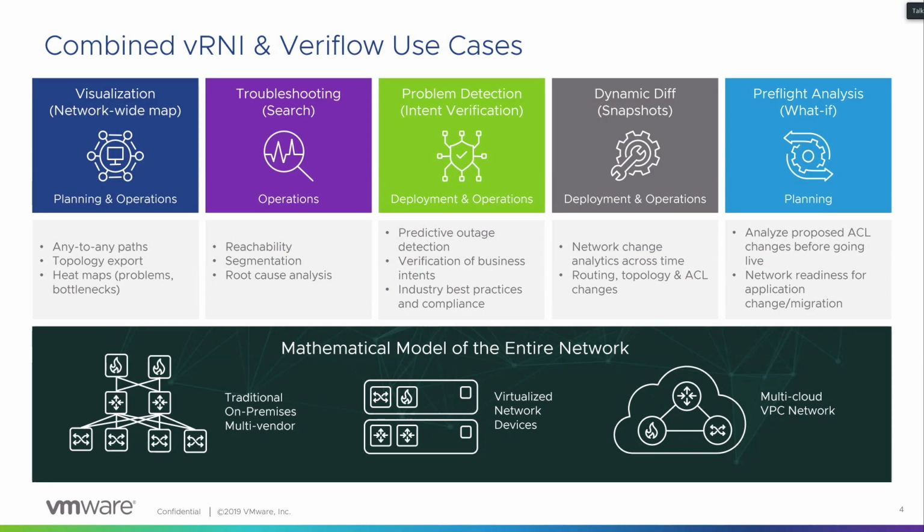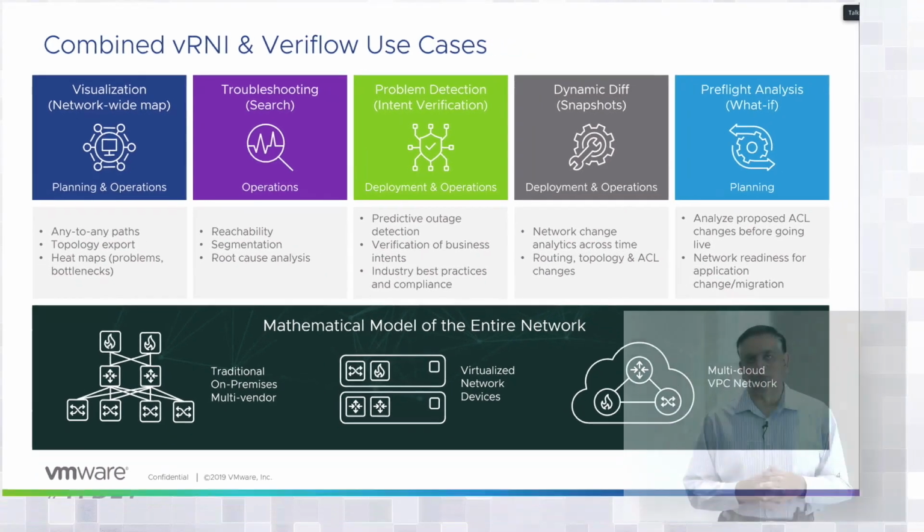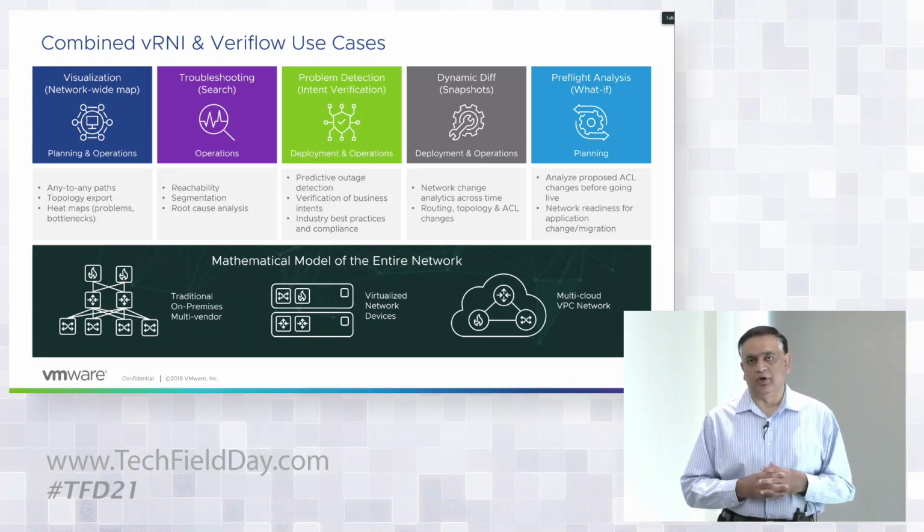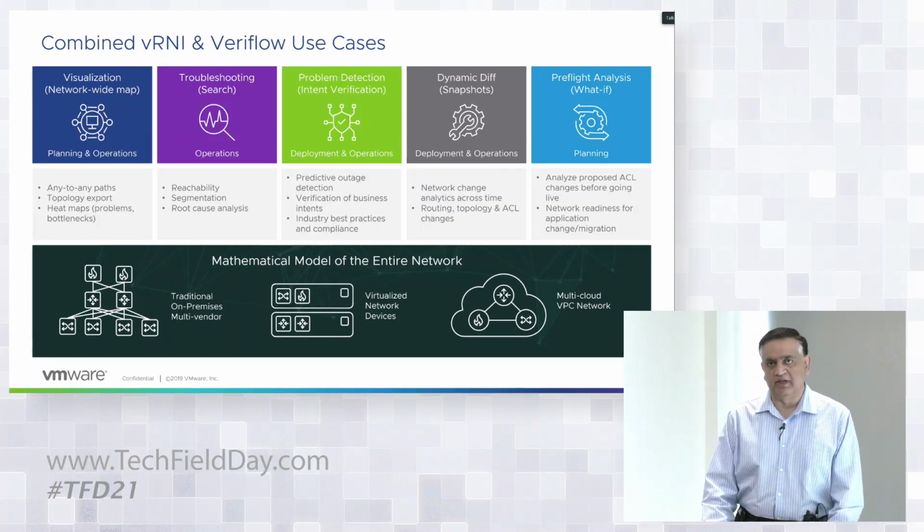Then several customers use the search capability for troubleshooting purposes, whether you are trying to troubleshoot an application problem or a security problem, whether you're trying to troubleshoot reachability or segmentation issues, you can use this product as a network-wide troubleshooting platform. The next area is detecting problems. Troubleshooting comes into play when you already know of a problem and you want to figure out what the root cause is. But the system also helps you detect problems. That's where intent verification comes into play.